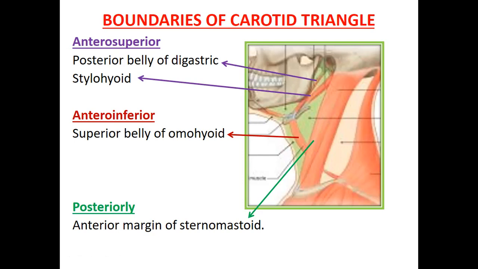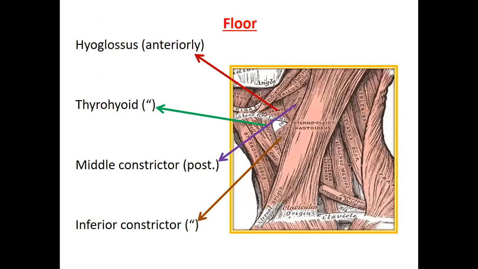The carotid triangle is bounded antero-superiorly by the posterior belly of digastric muscle and stylohyoid muscle, antero-inferiorly by the superior belly of omohyoid muscle, and posteriorly by the anterior border of sternocleidomastoid muscle. The next boundary is the floor of the carotid triangle. The floor is formed by four muscles. The hyoglossus muscle and thyrohyoid muscle are placed anteriorly, and the other two, the middle constrictor muscle and inferior constrictor muscle, lie posteriorly within the carotid triangle.